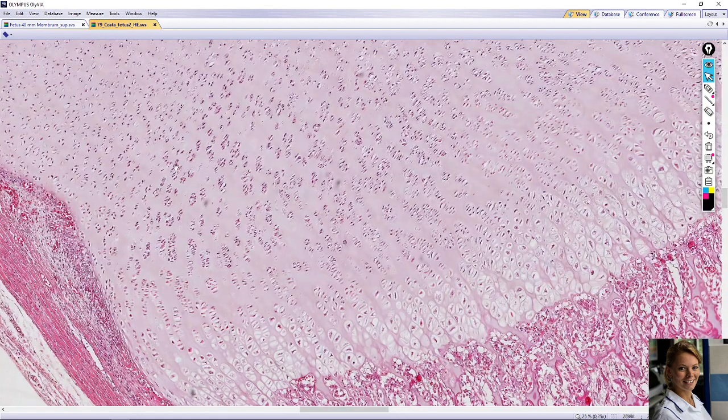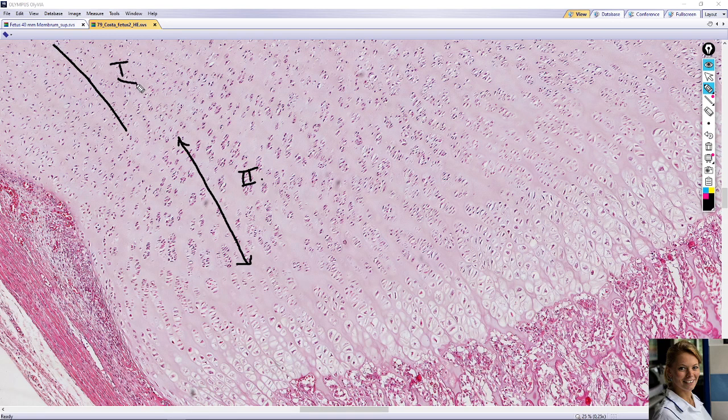So here you can see the proliferation zone. For example, here is the start, and here this is the proliferation zone. This is the second zone. Here is the resting cartilage, resting zone. This is the first zone.